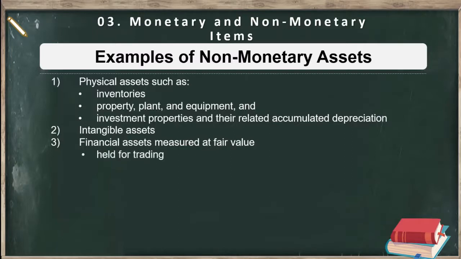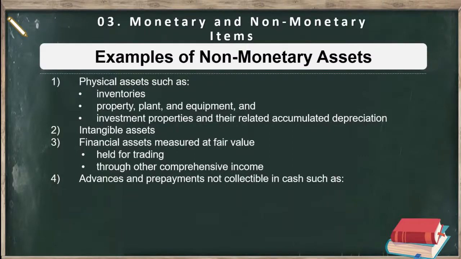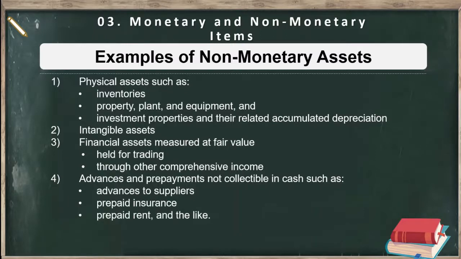So examples of this one is held for trading and through other comprehensive income, advances and prepayments not collectible in cash, such as advances to suppliers. Because if we have advances to suppliers, we are entitled to receive the goods that we ordered or services na siya nga we purchase. So, dili money atong ma-receive. Prepaid insurance, because once the insurance will expire, it will not become money, it becomes an expense. Then, prepaid rent. The same with the prepaid insurance, once this expires, it becomes an expense and we're not entitled for a monetary nga amount.